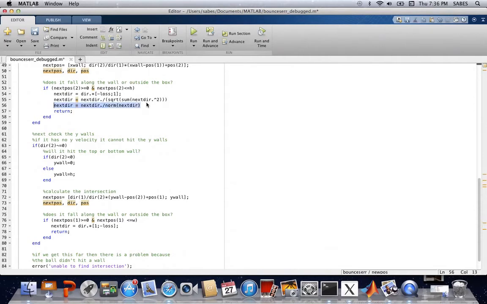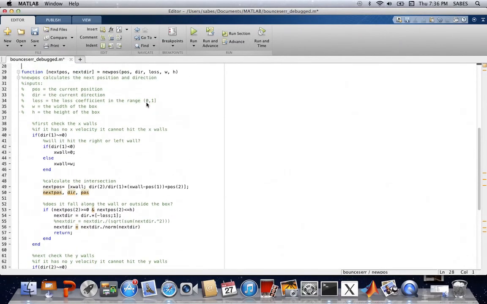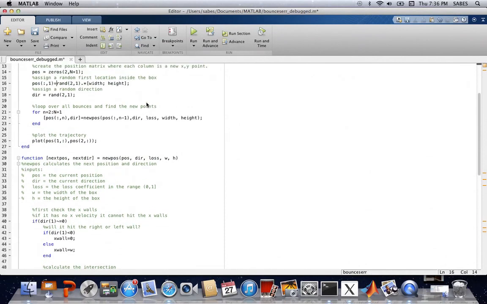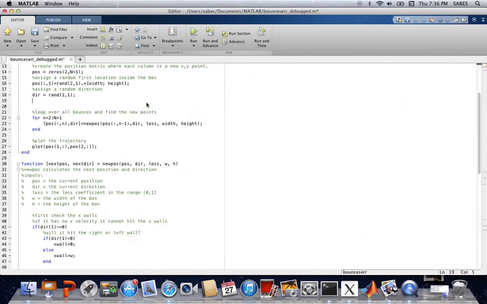So let's copy the same thing, let's put it here as well, and let's comment this out. And while we are at it, let's do the same thing with the direction vector, although it doesn't matter so much here because this comes up only once and that would be probably fine. And let's see what we get from here.